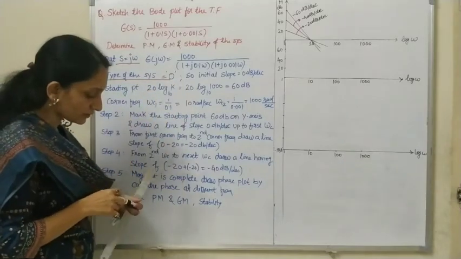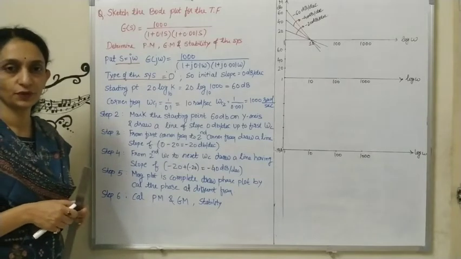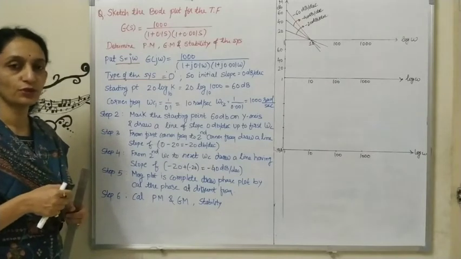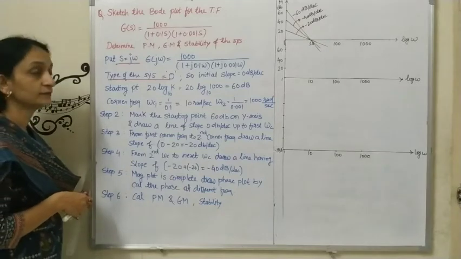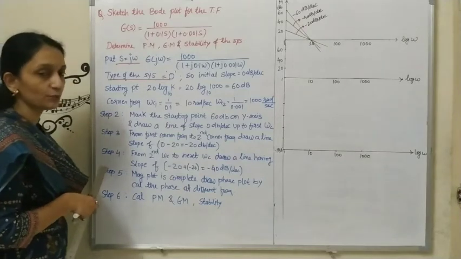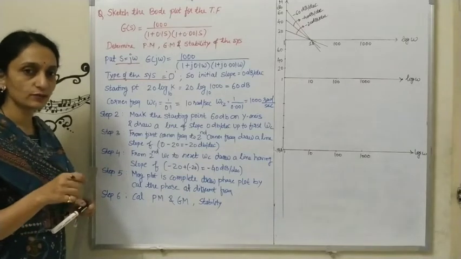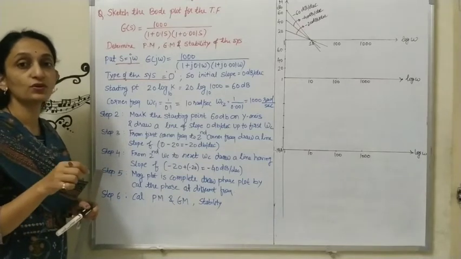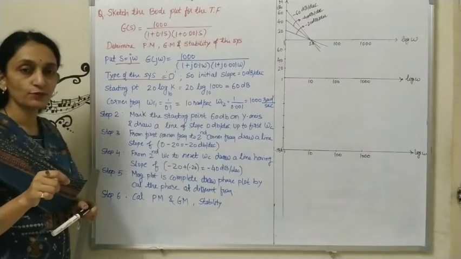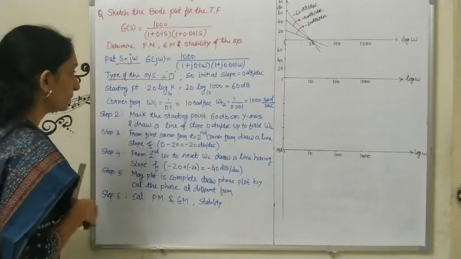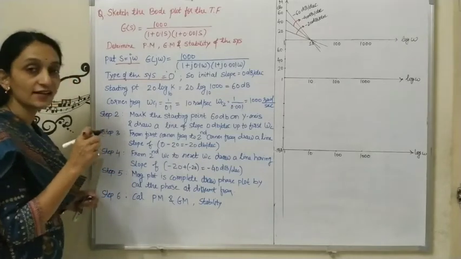In the last video I told you the procedure of Bode plot. First of all you need to put s equal to j omega, then you need to calculate the type of the system. From the type of the system, suppose the type is 0, the initial slope will always be 0 dB per decade. So you need to start the first line with a slope of 0 dB per decade. For that, the first step is to find the starting point.